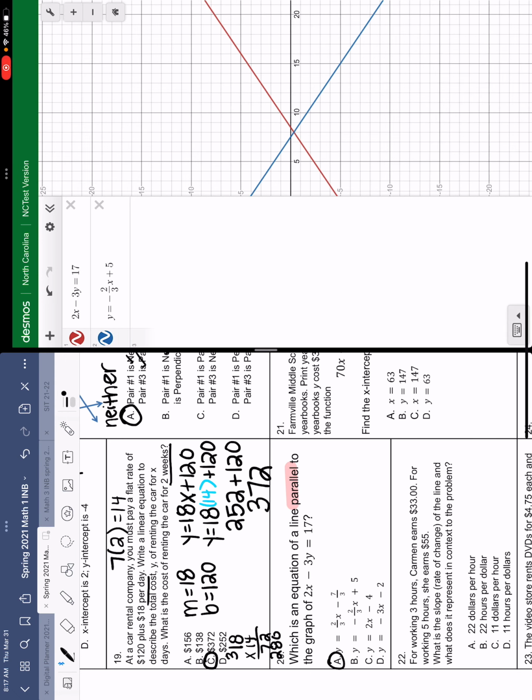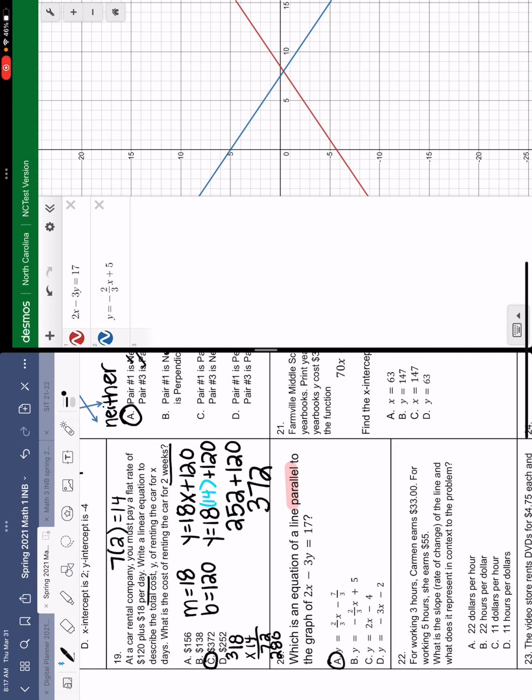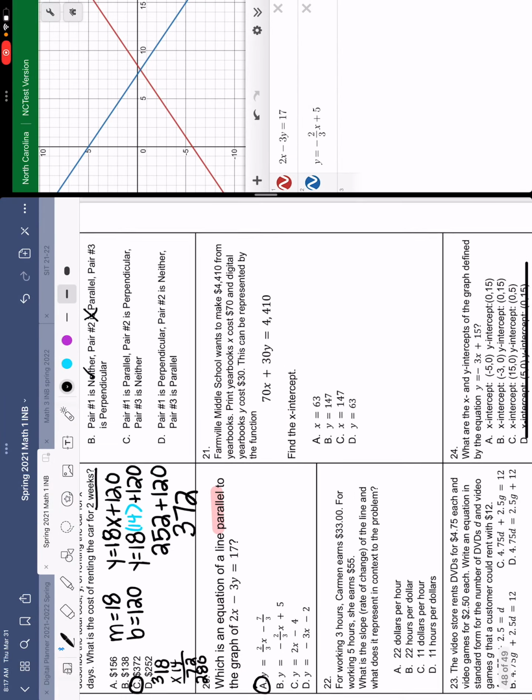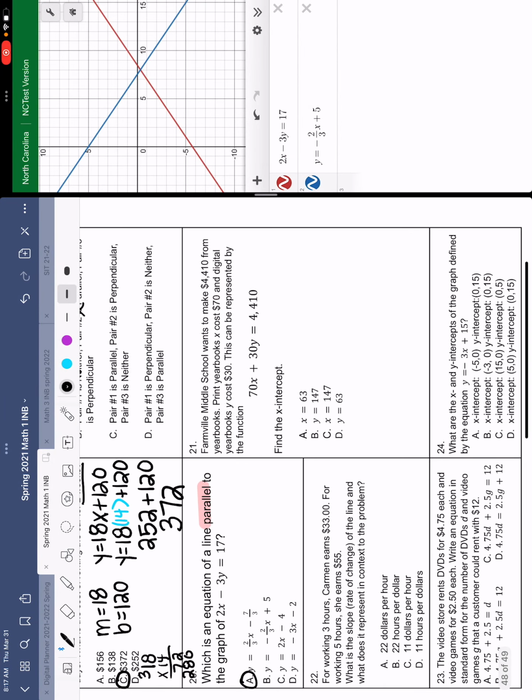You would have seen that that's not parallel, that's not perpendicular either, but they just want a parallel. All right, so the next one says Farmville Middle wants to make $4,410 from the yearbooks. Printed yearbooks cost $70, digital yearbooks cost $30. So that's the reason we have 70 with X, 30 with Y. They want the X-intercept. So we're going to plug in 0 for Y here.